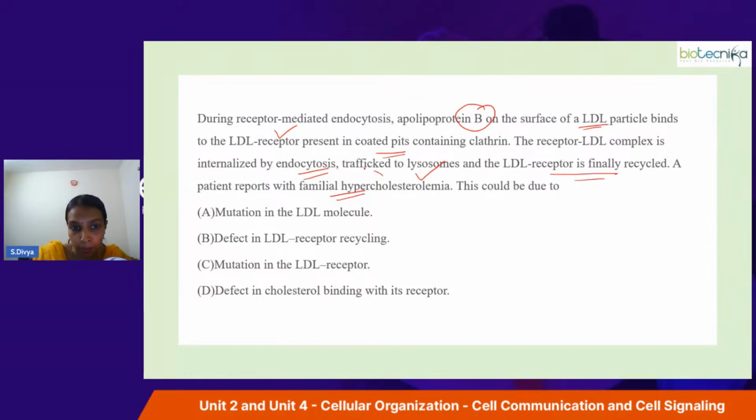Patient reports this particular disease. Now, what is the reason behind it? Mutation in the LDL molecule, defect in the LDL receptor recycling, mutation in LDL receptor, or defect in cholesterol binding to its receptor. What is the correct reason behind familial hypercholesterolemia?